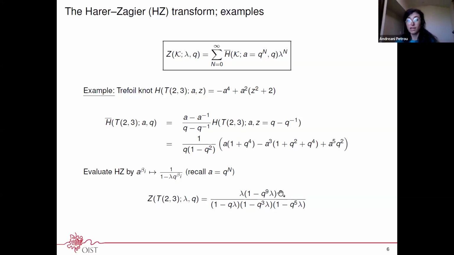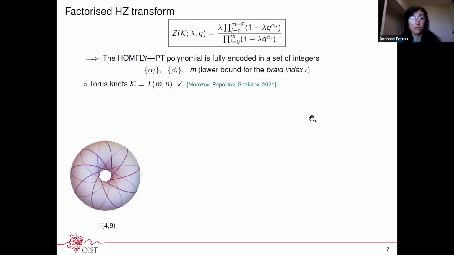because you see it's a product of just factorized monomials of this form. And this is not only true for the trefoil, but in fact for the whole family of torus knots, another example I show here. And basically, the generalized version of the factorizable Harer-Zagier is written in this way, where the variable m is a lower bound for the breadth index of the knot. And now, whenever it can be written in this compact way, everything that the HOMFLY polynomial knew about is encoded in these exponents alpha i and beta i, corresponding to the numerator and denominator.